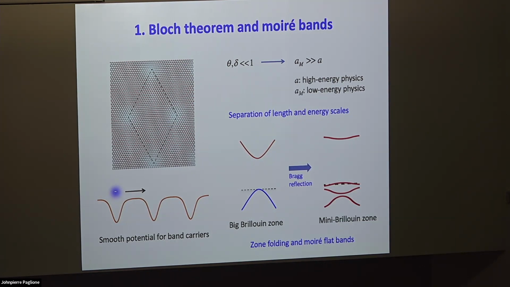Interlayer tunneling. Okay, fine. There's one more I want to ask. Is there a way to suppress the tunneling?